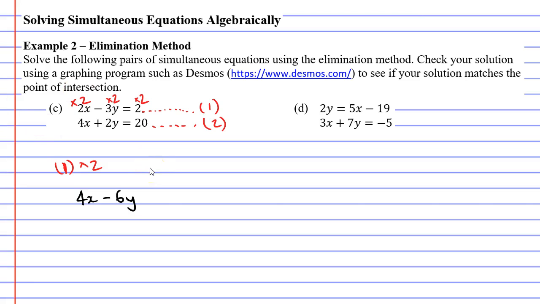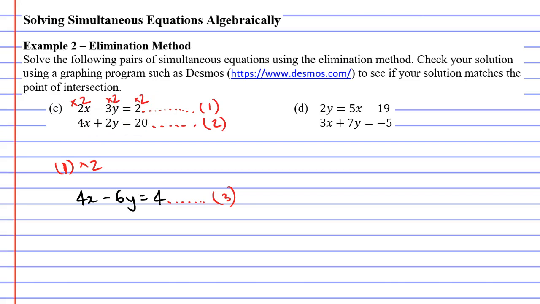We need to put the minus in first. And then what's 2 times 2? Well, that's 4. Now we've got a new equation. So let's label this one as equation 3. So we now have 3 different equations.